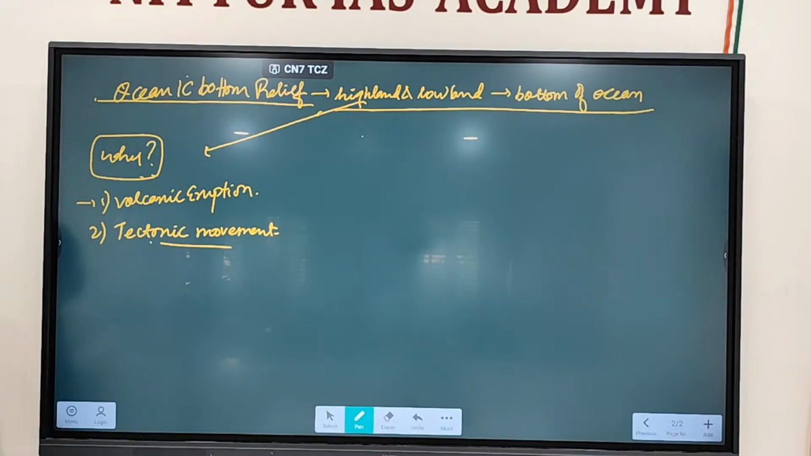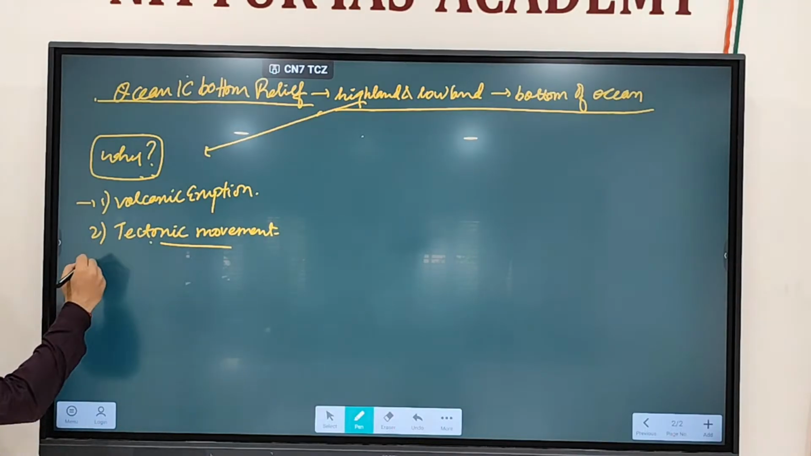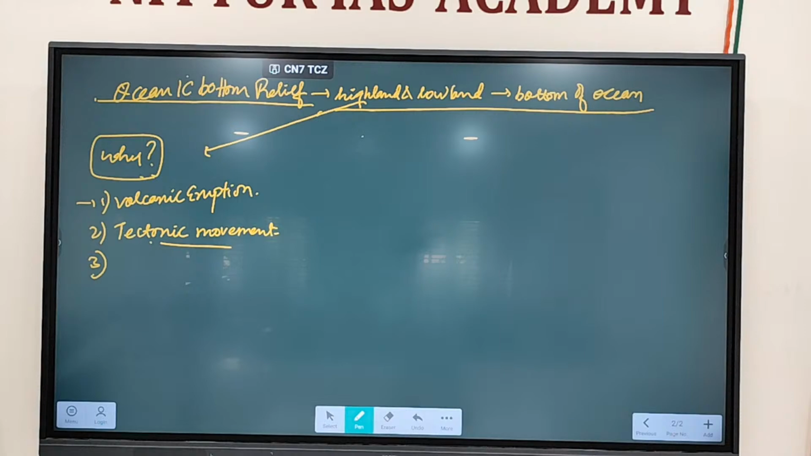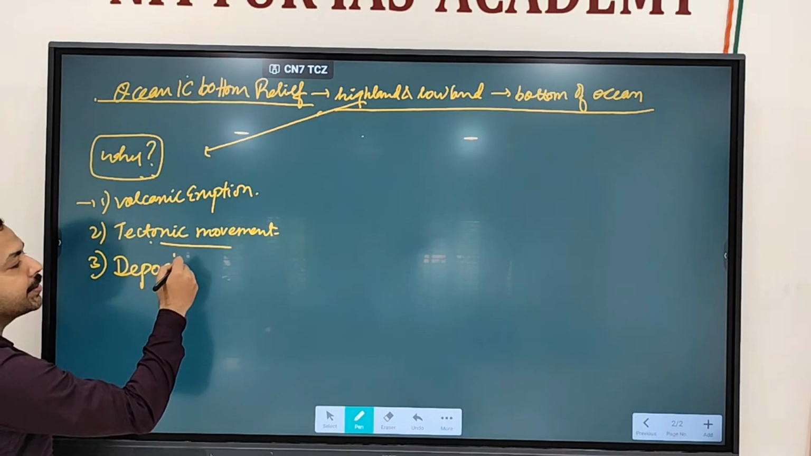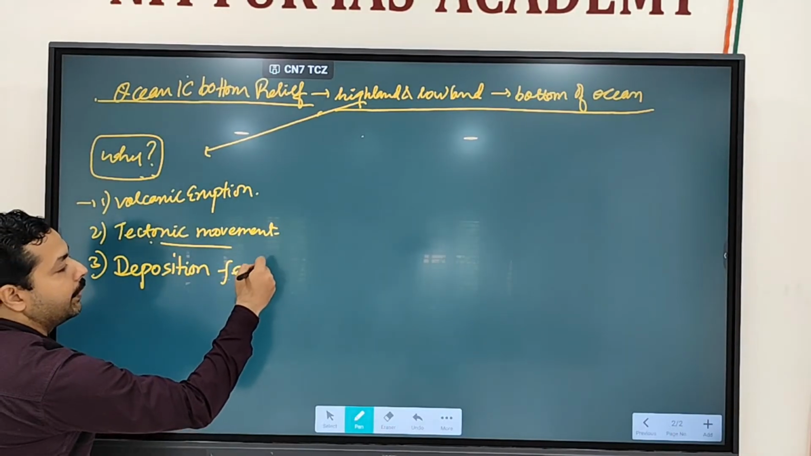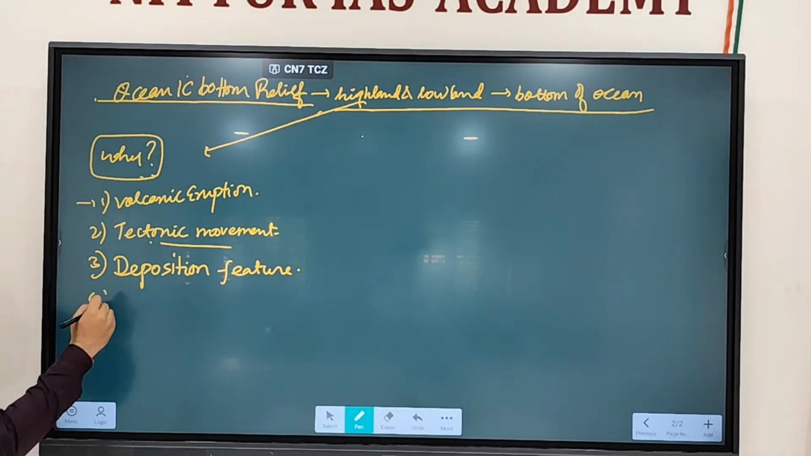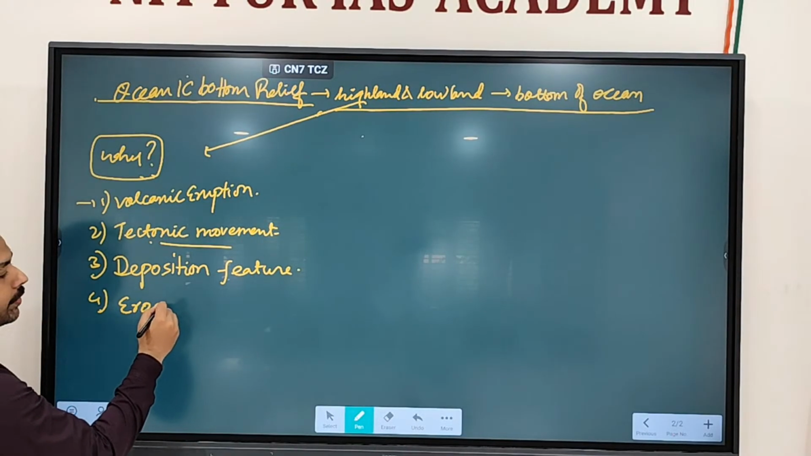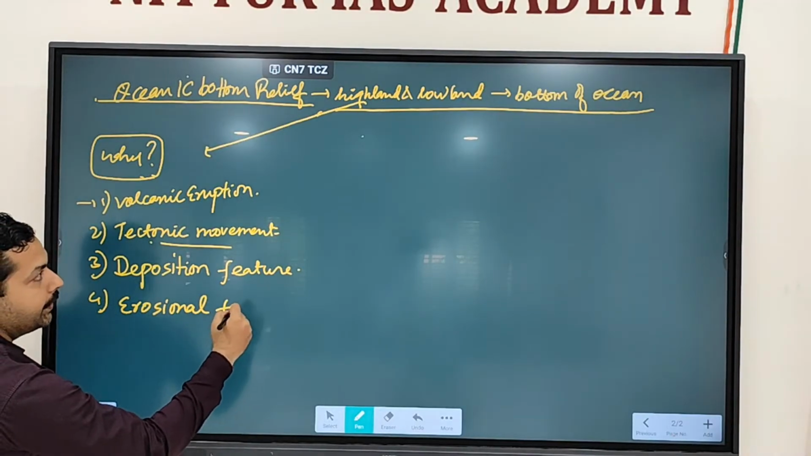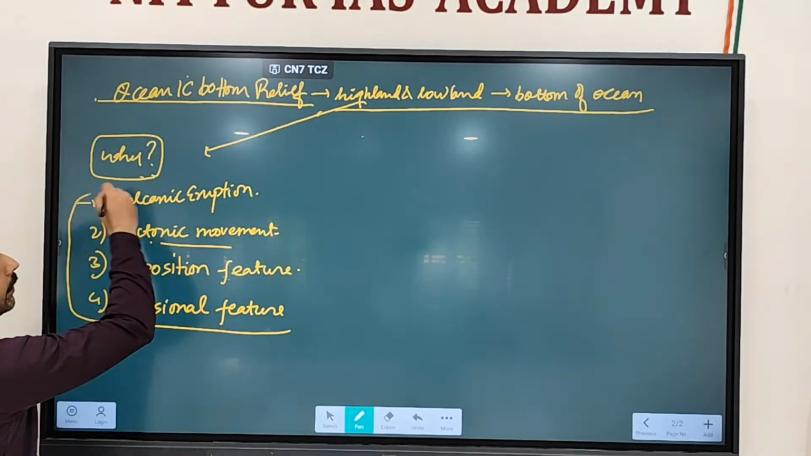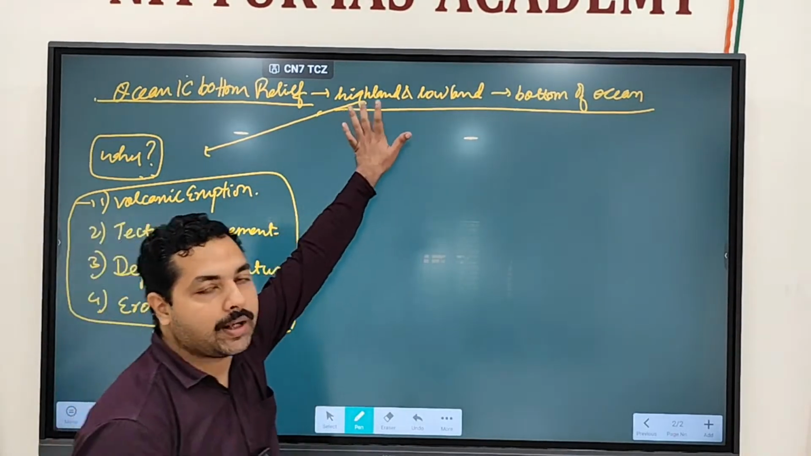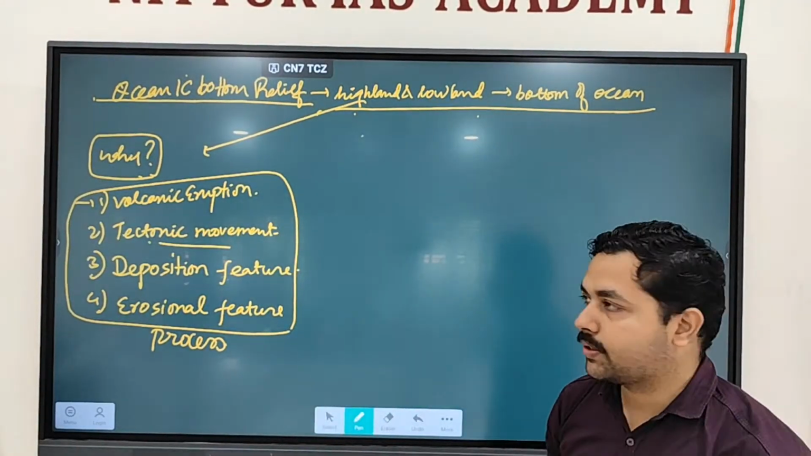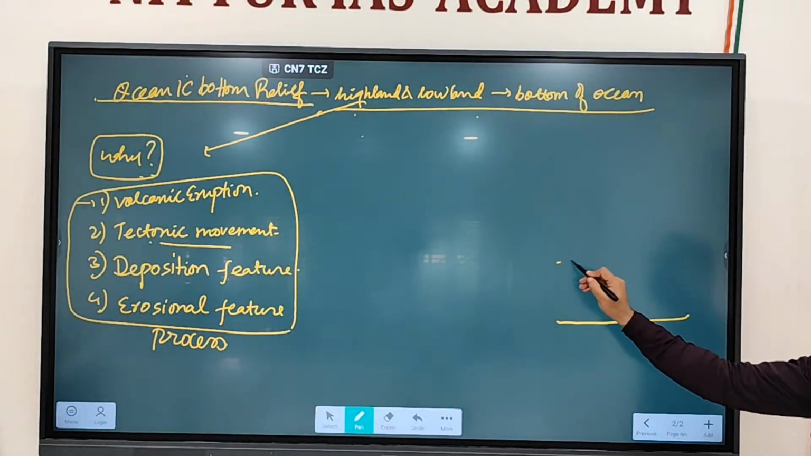Then any other feature? Just now we discussed rivers bring sediments and deposit where? In the ocean. So depositional feature. And the fourth is what? The fourth is there is constant erosion also going on in the oceans. So erosional features. These four processes are the reasons why you see formation of highland and lowland things inside the oceans. Clear?